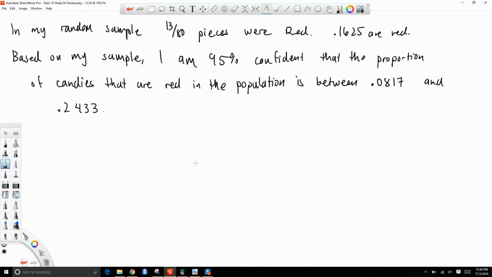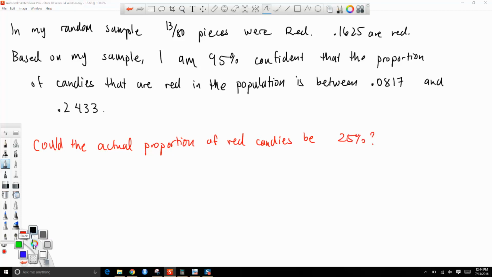Is that okay? Could the proportion that's red actually be outside of this range? Yes. Could the actual proportion of red candies be, you know, 25%? Yes, that is possible. However, we would be a bit surprised if this were the case.